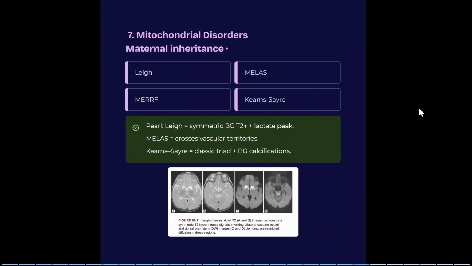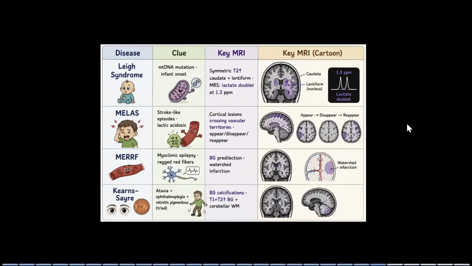And when it comes to other diseases, let's have a look. This is a very cute table, and it's simple and highlights the key facts. So in Leigh, as we already saw, there is basically a lactate doublet, and it's Leigh for L, and there is lentiform nucleus involvement, as well as a lactate peak. So LLL. That's a simpler thing to remember.